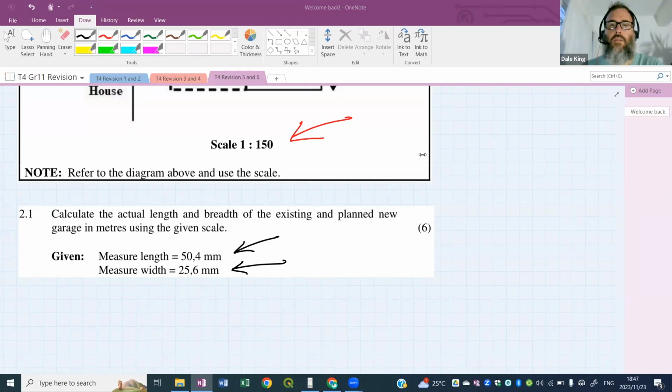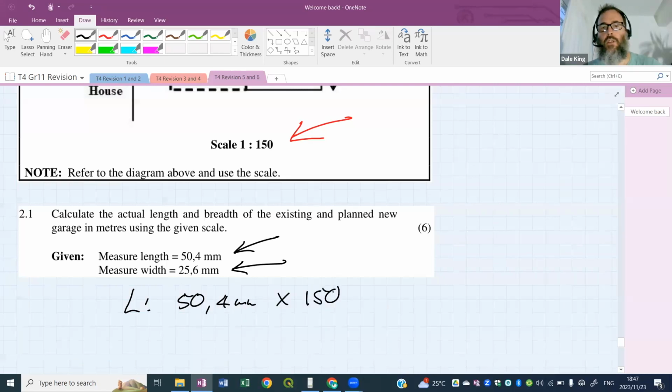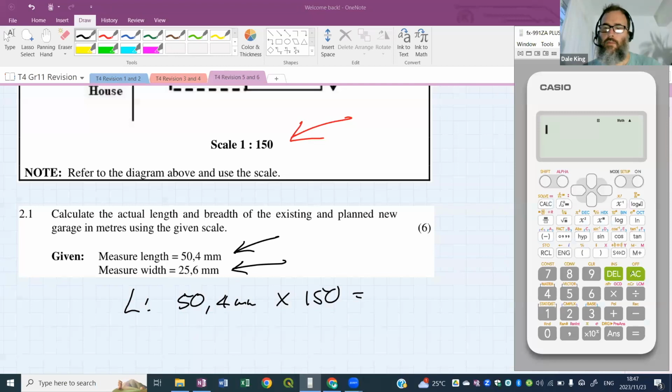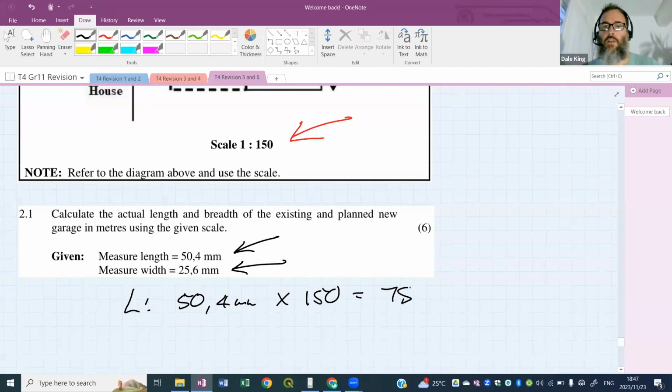Wandle. Hi again, sir. Hi again, Wandle. All right, what do we do? So, sir, you're gonna take your length and times it by the 150 from the scale. All right, so 50.4 millimeters times by 150. 7560. But what are these units? In millimeters, sir. Yes, excellent.